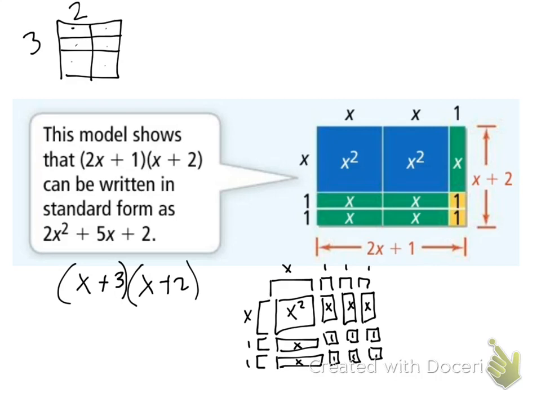Then I can add it all up. Well, I've only got 1x squared. Plus, I've got 1, 2, 3, 4, 5 x's. Plus, I've got 1, 2, 3, 4, 5, 6. And that'd be my answer. And that'd be a pretty long process to do for all of these. So instead, I'm going to show you 3 different methods of how we multiply binomials.